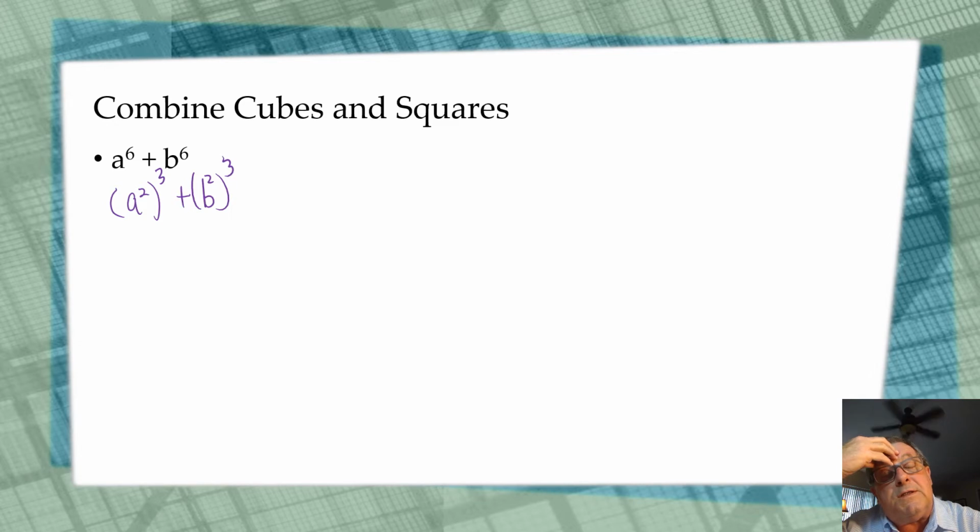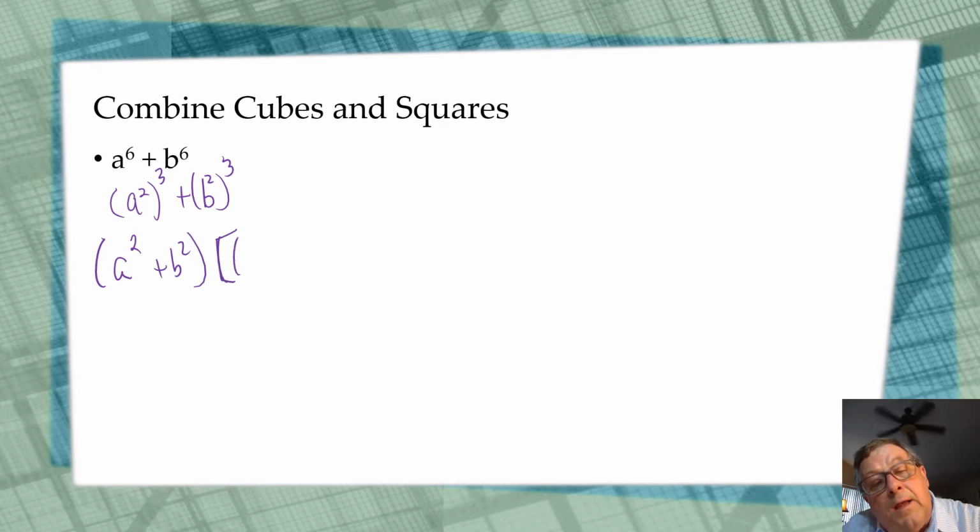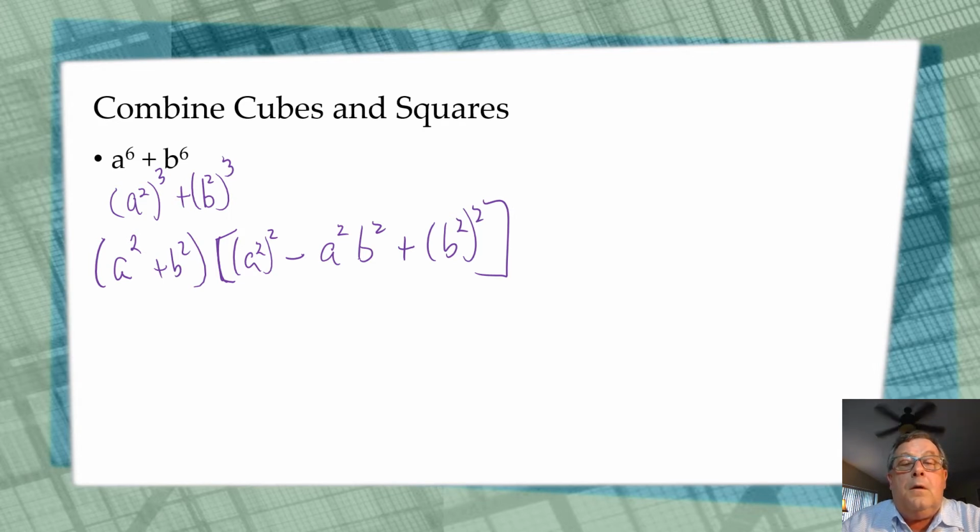So if I just proceed with this as the sum of the cubes, then I could say that a squared plus b squared times, let's see, I better put this in a bracket, a squared squared, minus, that'd be a minus because I'm doing the sum of cubes, minus a squared b squared plus b squared squared. Okay, I think that works.